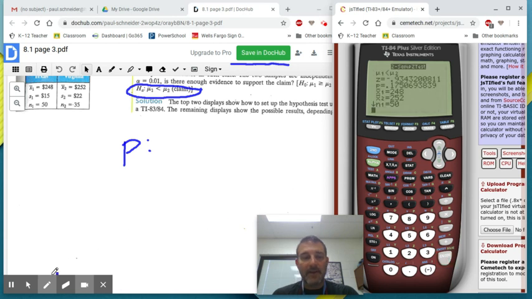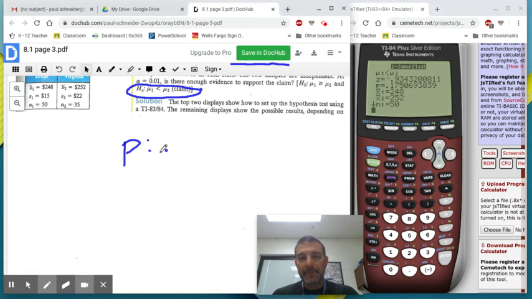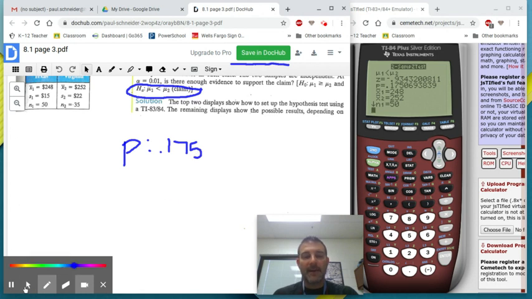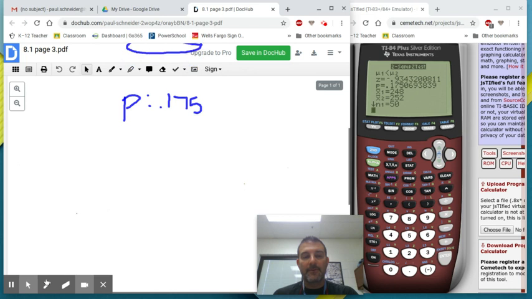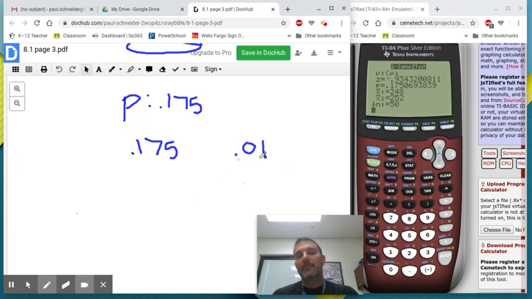And look at our p-value. It is going to be 0.175. And we're going to set up our decision rule right here. It's 0.175 versus 0.01. What's going to happen with that? We know the alligator eats the larger number, so we are going to have a big giant greater than right here. And what does that mean for us?